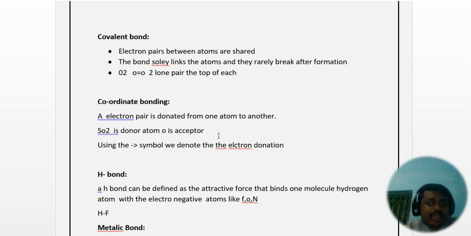Next type of bonding is hydrogen bonding. A hydrogen bond can be defined as an attractive force that binds a hydrogen atom of one molecule with electronegative atoms like fluorine, oxygen or nitrogen. An example of hydrogen bond is HF.